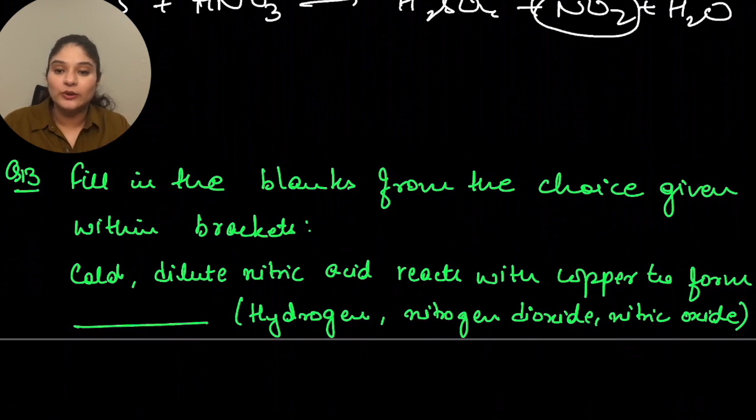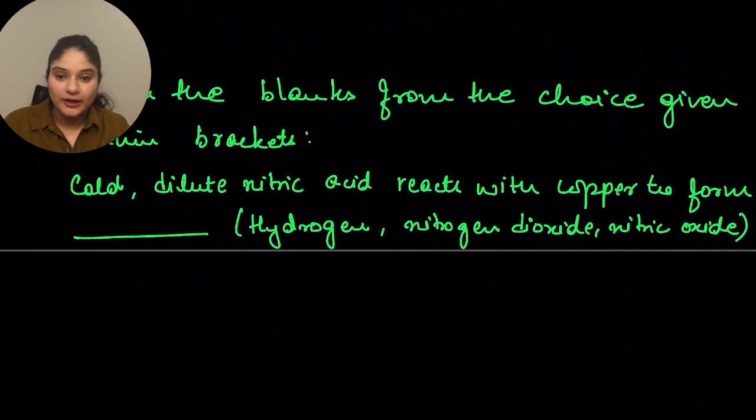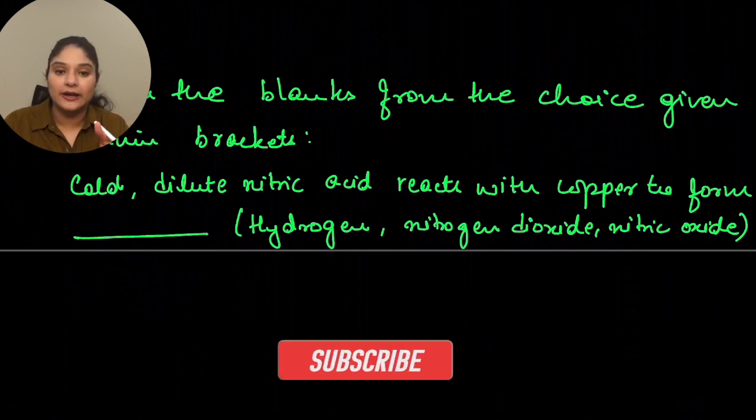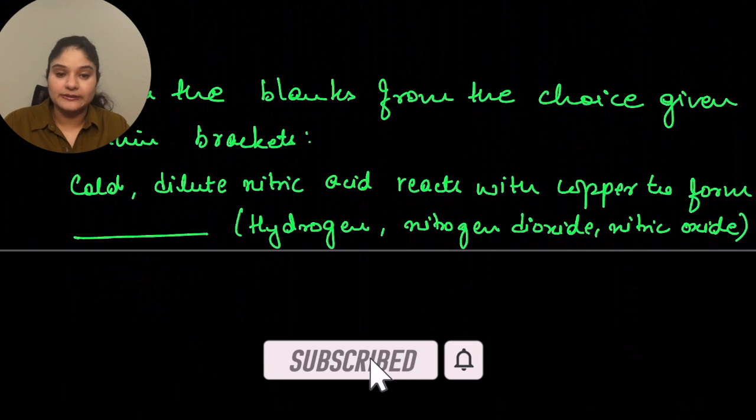Fill in the blanks from the choice given within the brackets. Dash, a cold dilute nitric acid reacts with copper to form dash. Now dilute nitric acid will react to form nitric oxide.